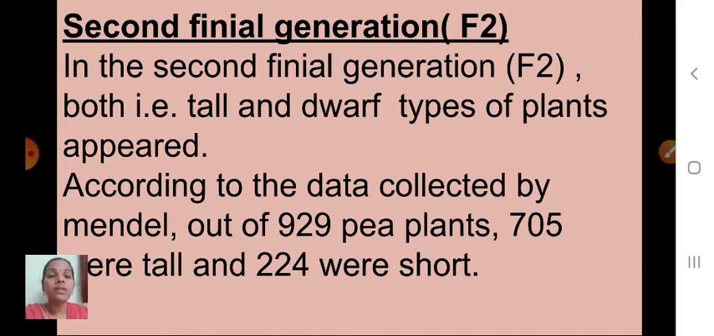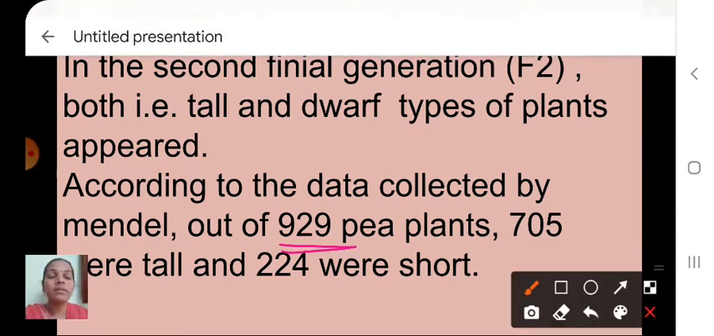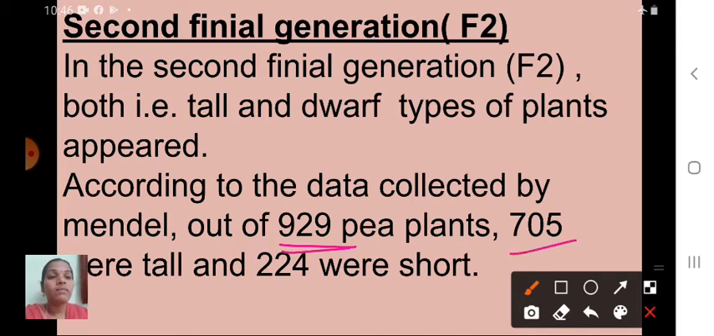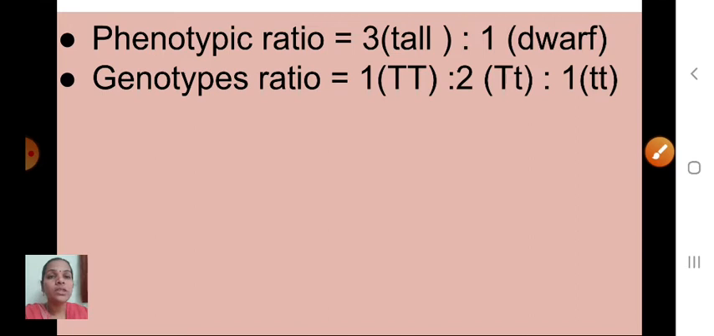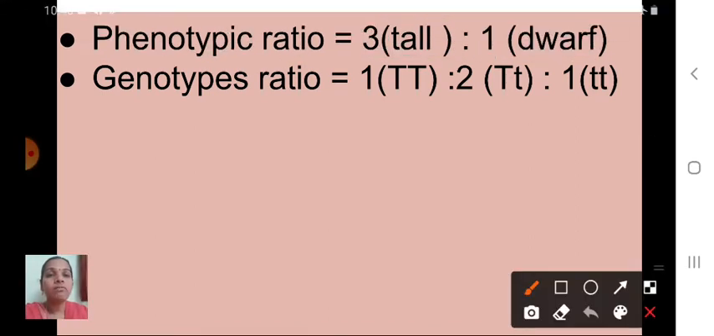Understood? According to the data collected by Mendel, out of 929 pea plants, 705 were tall and 224 were short. So total how many plants? 929 pea plants: 705 were tall and 224 were short. Understood now? Next, see here children, the phenotypic ratio is 3:1.